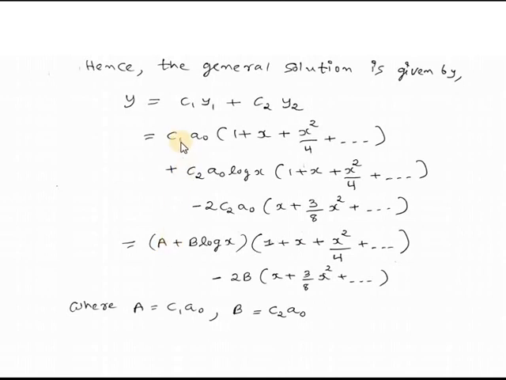Now here, assuming c1 into a0 as a capital A, because these two are constants, and c2 into a0 is also a constant, so assuming it as a capital B. So it will be A plus B log x, and this is common from these two terms, 1 plus x square by 4 plus so on, minus 2B in bracket x plus 3 divided by 8 x square plus so on. So this is our final answer.